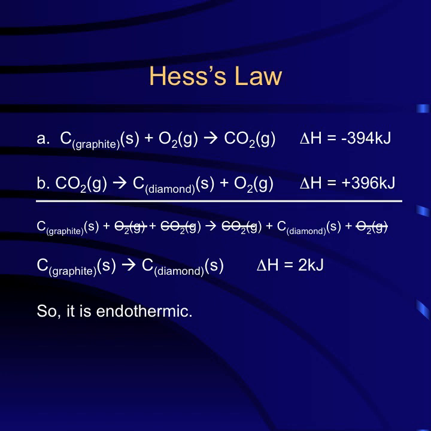So let's look at whether you got that written correctly. As you look at this, you see that you have on your left side in your summation, graphite plus O2 plus CO2 yields CO2 plus diamond plus O2. Well, lo and behold, I get to get rid of the oxygen on each side and the CO2 on each side, and that leaves me with graphite yields diamond. Get my delta H by adding my delta H's, and I will get 2 kilojoules. That means it's endothermic, and that means it has to absorb energy. Would you agree that graphite has to absorb energy to turn into diamond? I hope so.